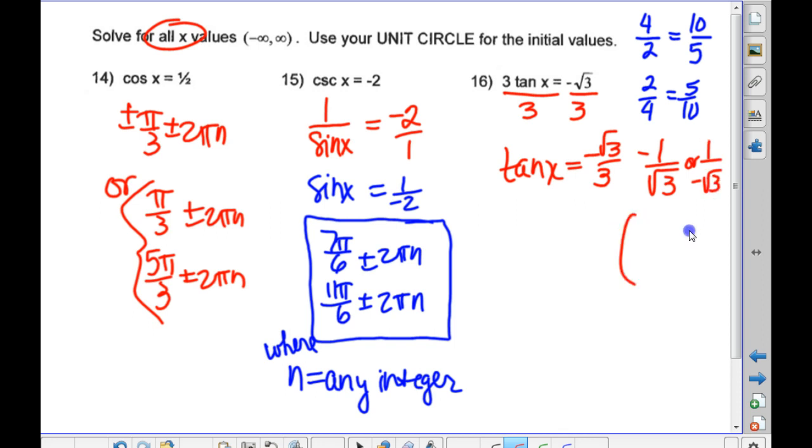So I am looking for ordered pairs. Remember, tangent is y over x, so I can have negative 1 and a square root of 3 here, or I could have a positive 1 and a negative square root of 3 here. Are those some ordered pairs on our unit circle? Yes. Okay, and where do they occur?